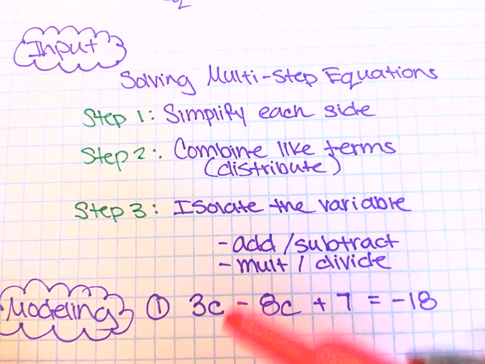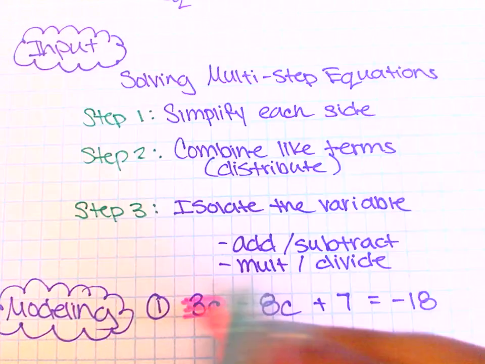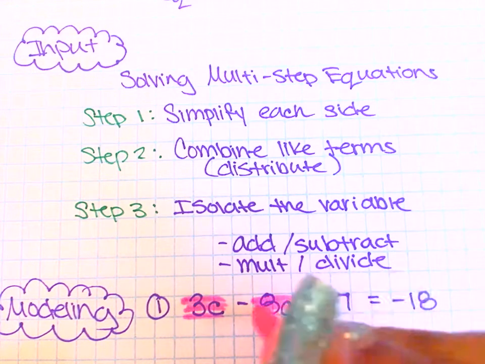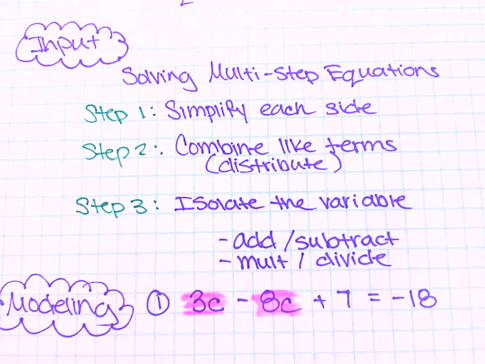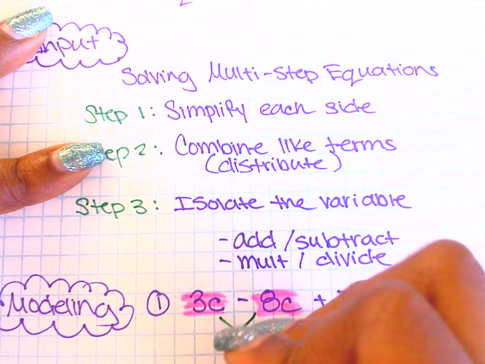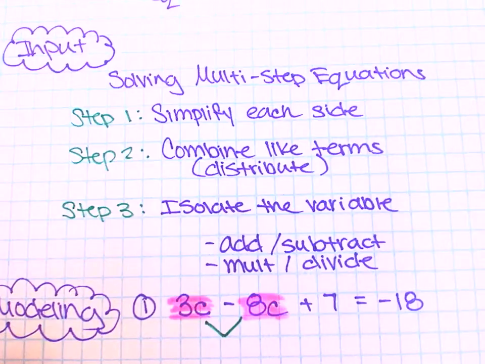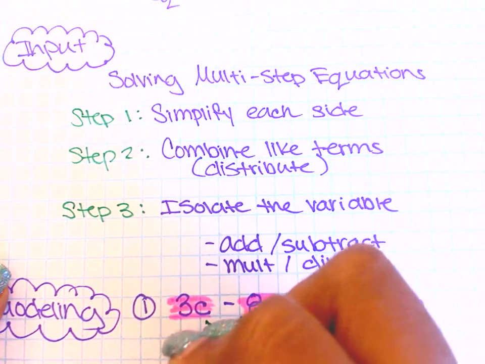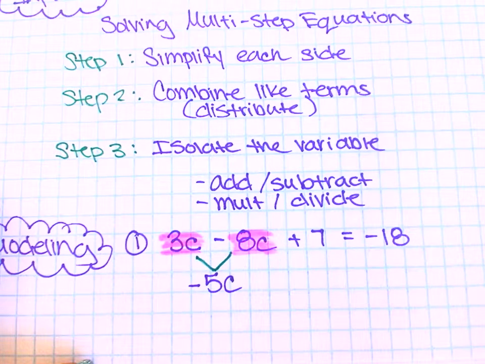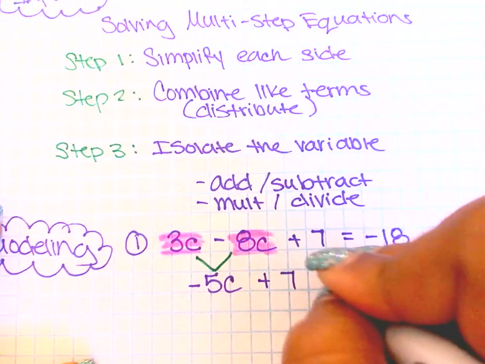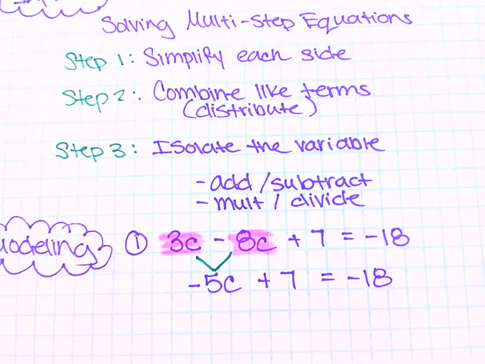You can use a highlighter if you want. I know that my like terms are 3c, and it's clear exactly like, and 8c. So let's bring those down. 3c minus 8c. 3 minus 8 is negative 5. So it's going to turn into negative 5, and then I'm going to put the term next to it, c. So negative 5c plus 7 equals negative 18. So now it just looks like an equation from yesterday.